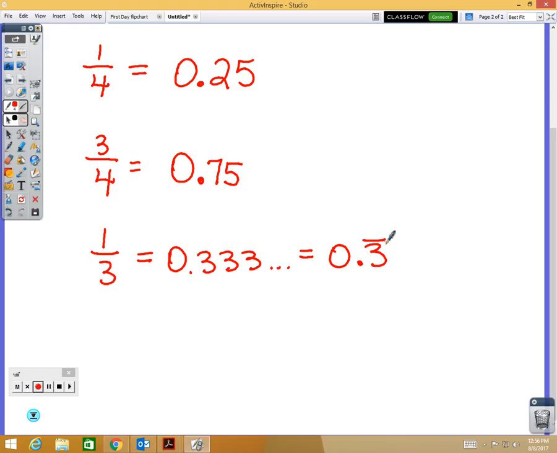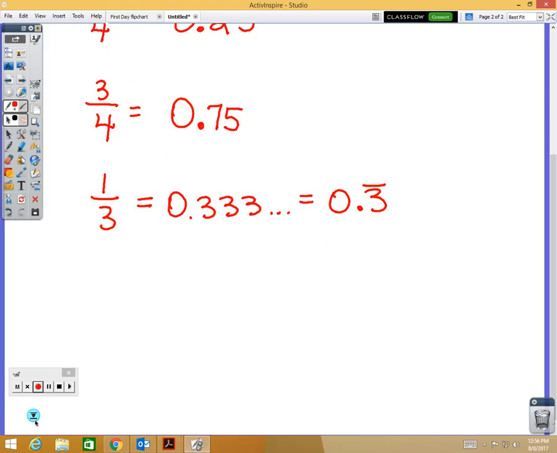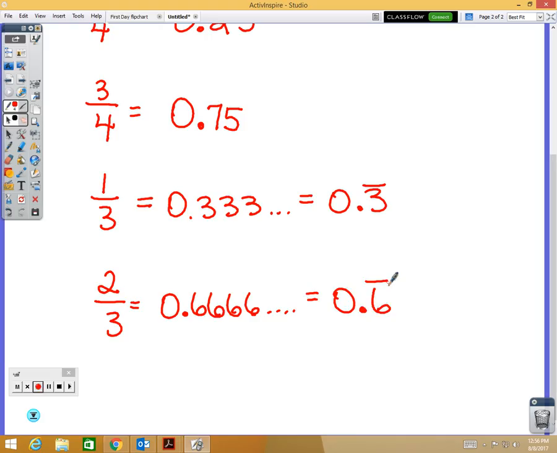All right? And the other one that I think would be smart for you to have memorized is 2/3, which is 0.6 repeating. So again, 1/4, 1/2, 3/4, 1/3, and 2/3. That's 5 fractions that you really should have memorized as decimals. Okay?